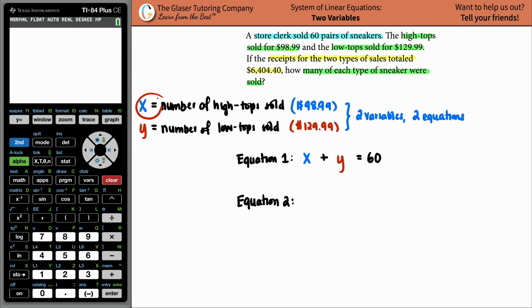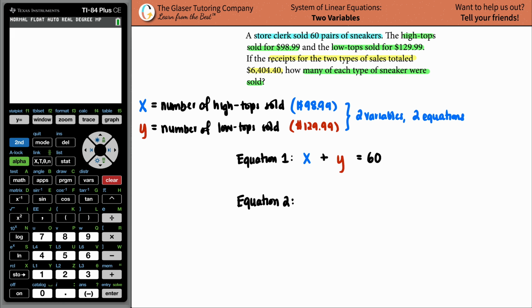Now let's just think about it, right? If I bought one high top, this number would be 1, and my total would be, well, pretend that there's no tax. In these types of questions, there's no tax. So if I purchased one high top, my total would be $98.99. But if I purchased two high tops, I would have to times it by 2. And if I purchased 3 high tops, I would times it by 3. So see what the order of operation is. It's always being multiplied. You will always multiply the amount by how many you bought.